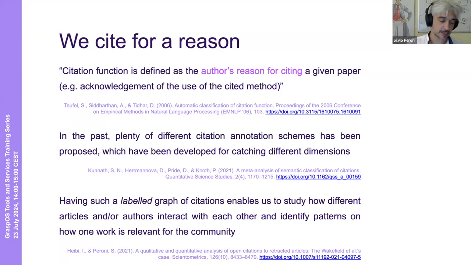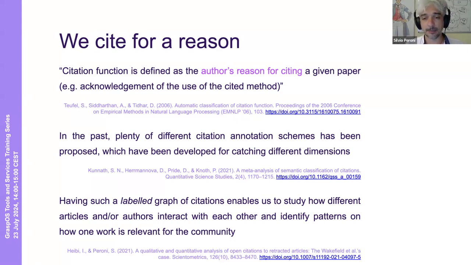Why may having such a citation graph labeled with the citation semantics, with the citation intent for each single citation, be important? Well, for several reasons, but to me, one of the most important things is that having this colored, labeled citation graph allows you to study how articles, but also authors, interact with each other, identifying citation patterns, and how a work has been relevant for a specific community, how that specific work may have been considered by the community in time.